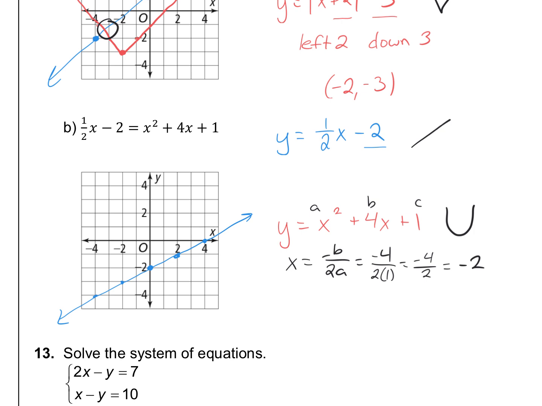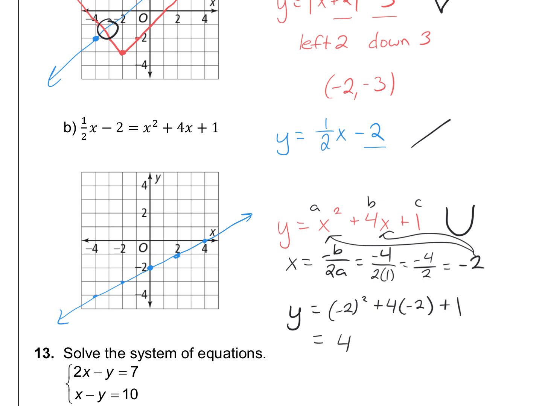No, what am I missing? The y. I need to find the y value. How do I find the y value? Plug negative 2 into the x's of the equation. Yep, plugging in negative 2 for these x's. So I have negative 2 squared plus 4 times negative 2 plus 1. What's negative 2 squared? 4.